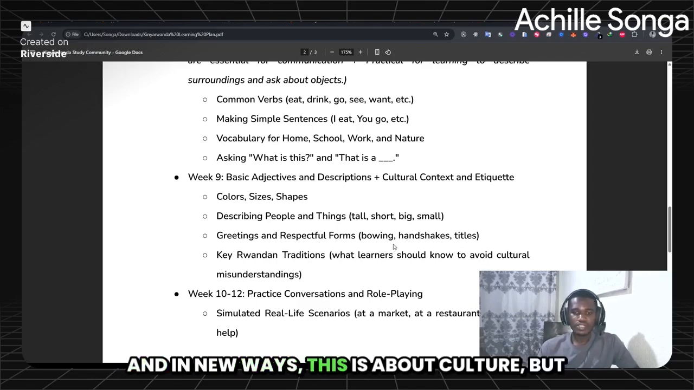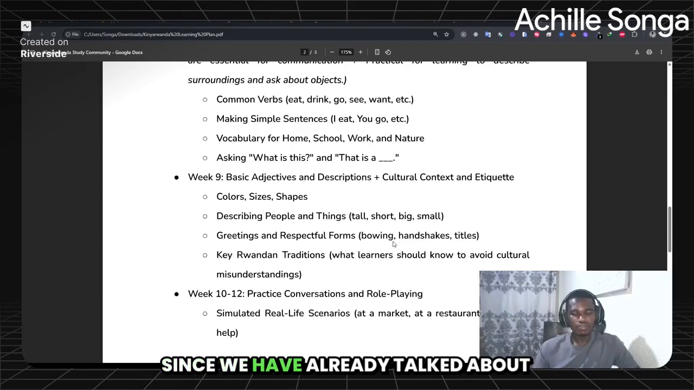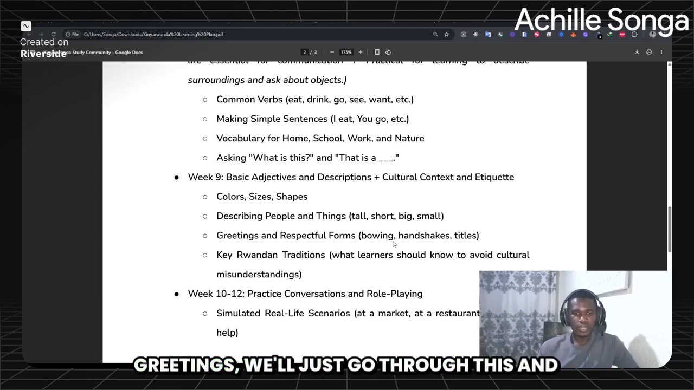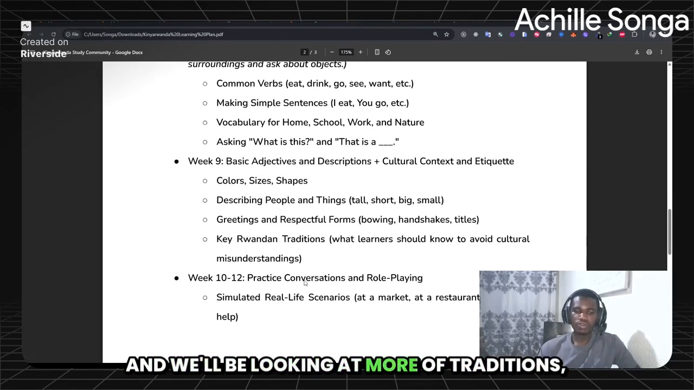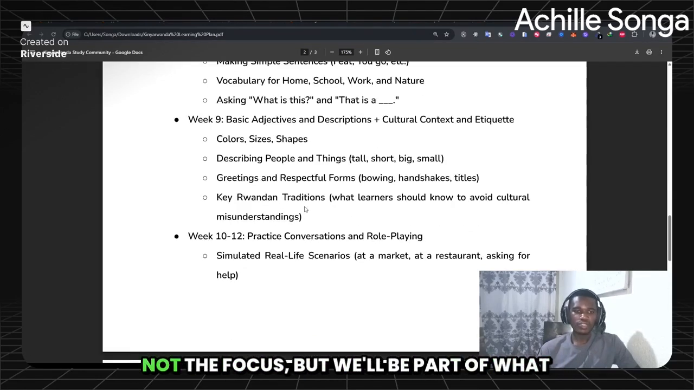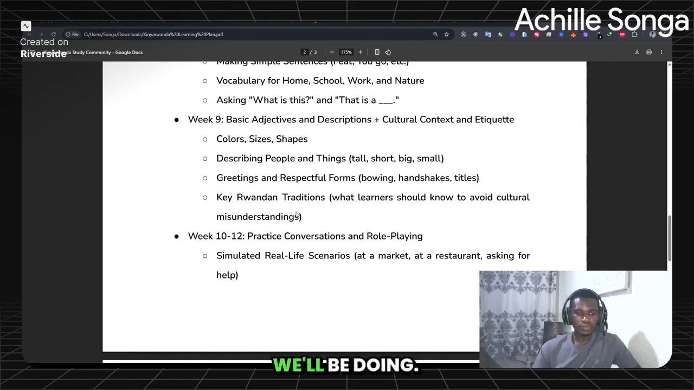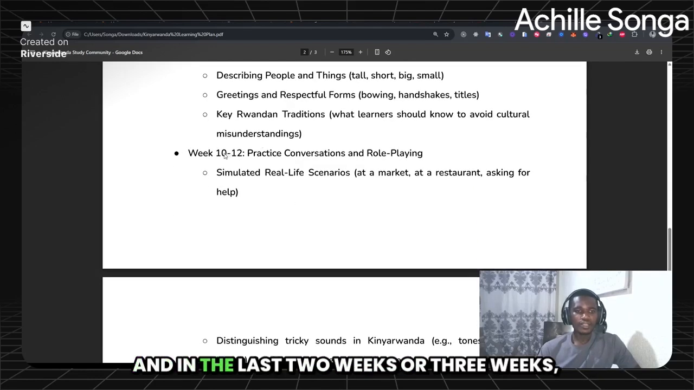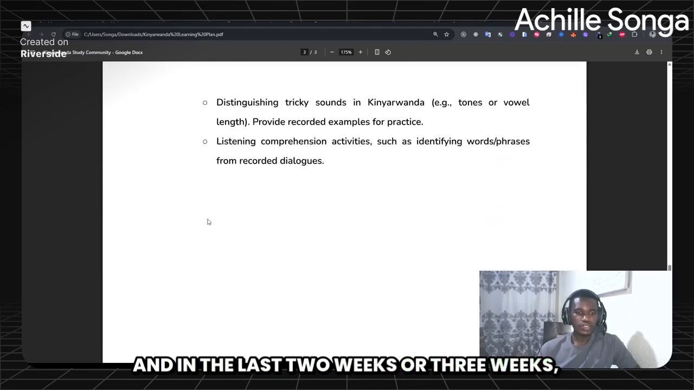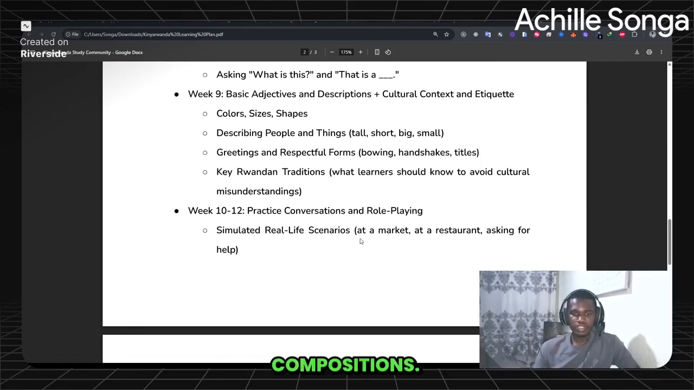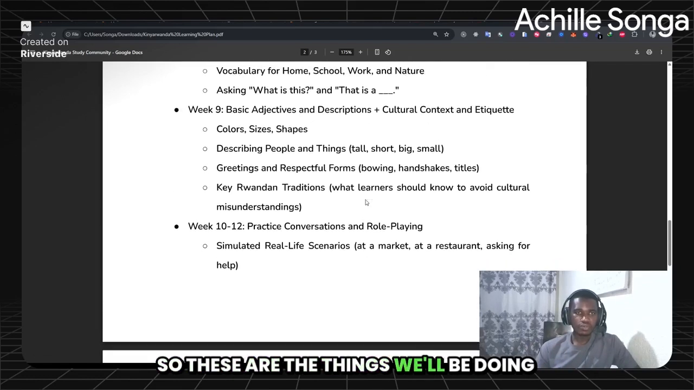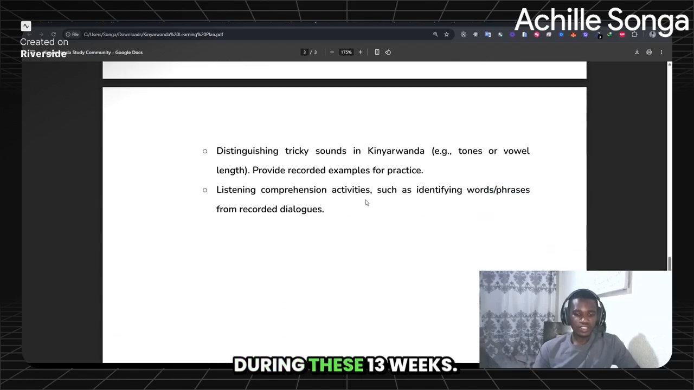And now, this is about culture, but since we have already talked about greetings, we will just go through this and we will be practicing as we move forward. And we'll be looking at more of traditions, but not the focus, but will be part of what we'll be doing. And in the last 2 or 3 weeks, we will be role playing and practicing conversations. So these are the things we'll be doing during these 13 weeks.